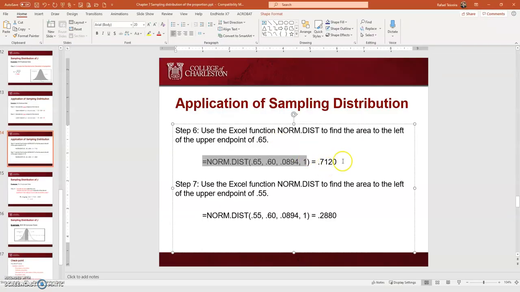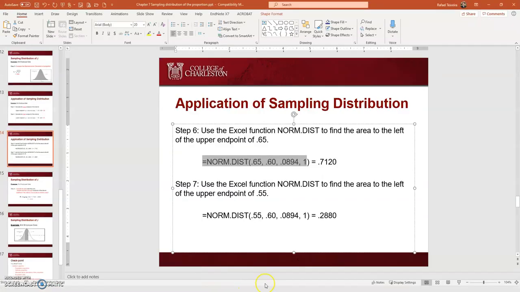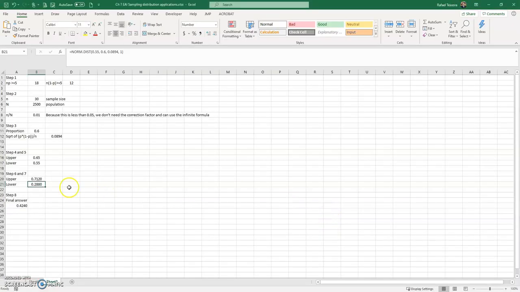For the cumulative, I type 1, close parentheses, and I get the answer, which is the same answer I have here. Okay, now I'm going to do the lower endpoint, which is the same thing, but I'm going to use the lower endpoint number. Open parentheses. Instead of 0.65, I'm going to enter 0.55, and then the proportion is 0.6, the standard deviation is 0.0894, and I type 1 for the cumulative, and I get this number right here. Okay, so we got the upper and lower endpoints.